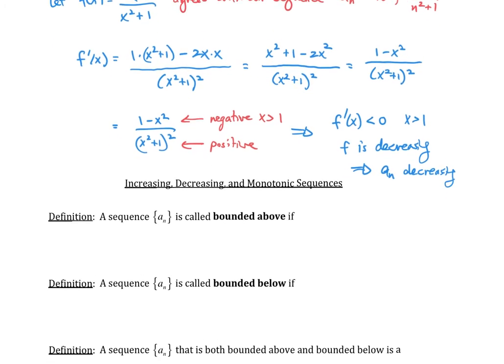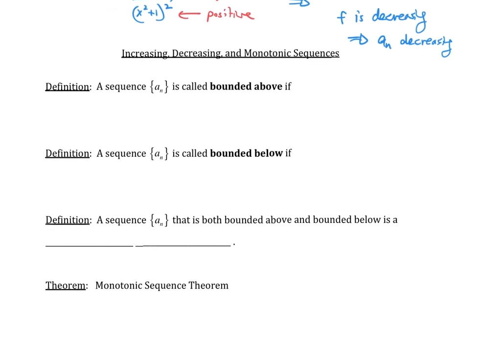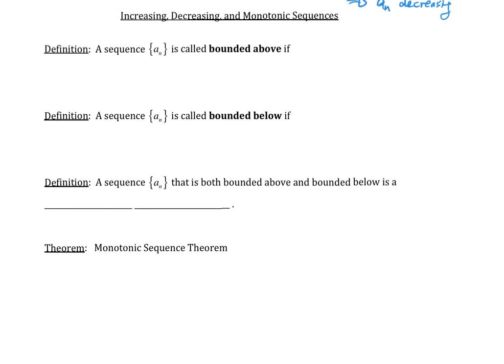what it means for our sequence to be bounded above and bounded below. So a sequence is going to be bounded from above if there exists a capital M such that my sequence terms an are going to be less than or equal to M for all n greater than or equal to 1. So basically we're saying M is like a ceiling.